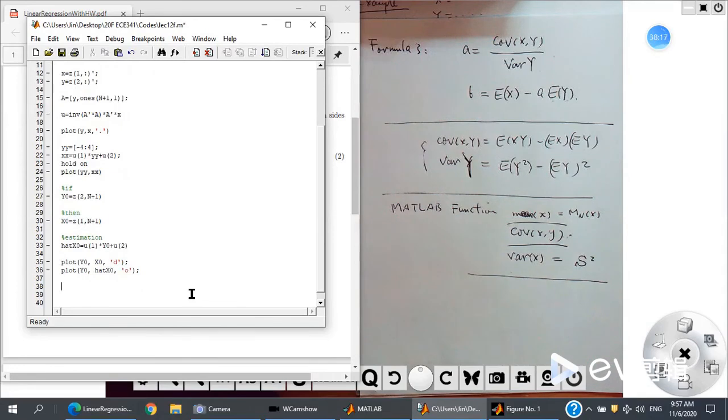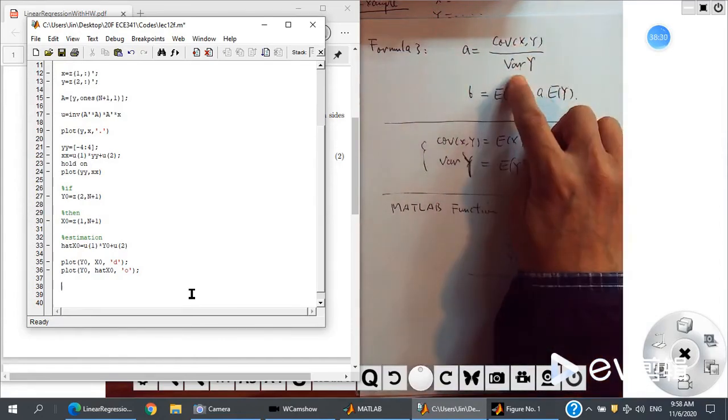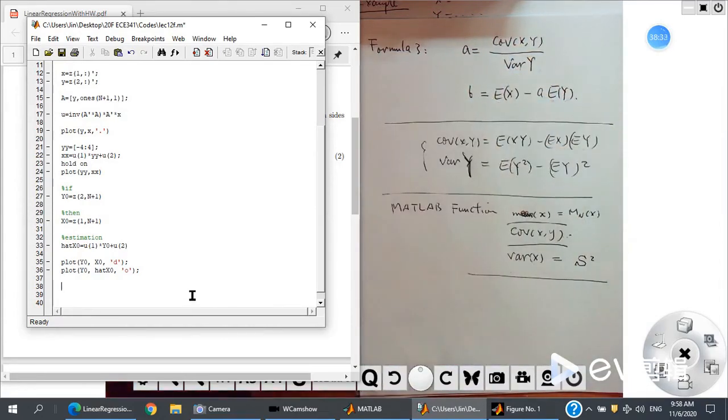Okay, do I need to put it here? Yeah, we can use another u. We have x, so here we need to calculate by covariance over variance, right? So we can calculate covariance, using a matrix K, the covariance of x and y. And what will be K? We can see.